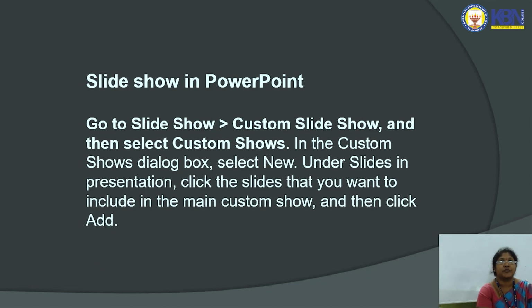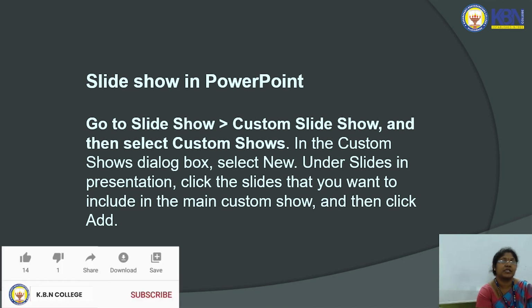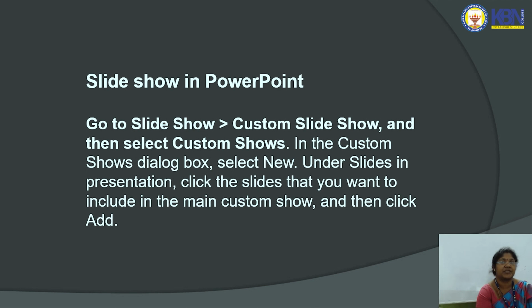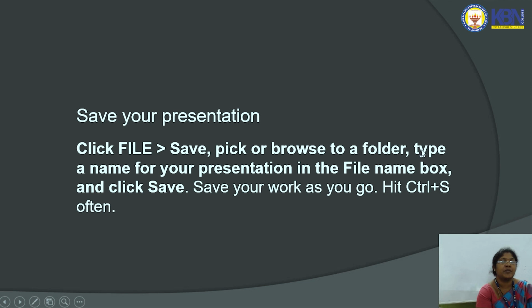And see the slideshow. So what is a slideshow? We make slides in PowerPoint to present different documents. See how we can make the slideshow. Go to the slideshow, custom slide show, and then select custom shows. In the custom shows dialog box, select new, and under slides in presentation, click the slide you want to include in the custom show. So by taking a new slide, you will make a new and attractive one following these steps. Okay, then after that, save your presentation.